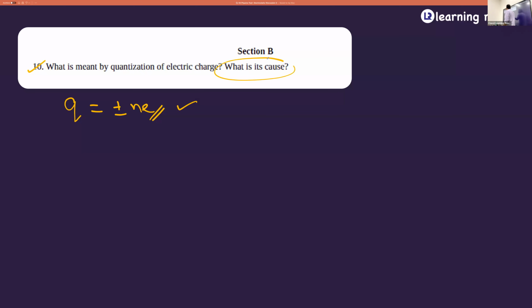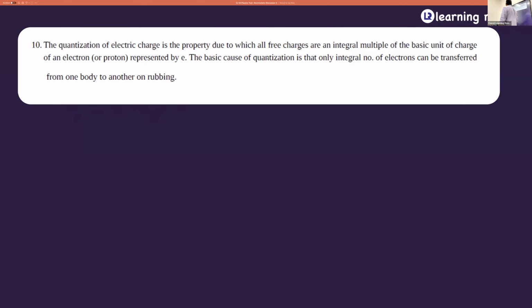So what is the cause of it? The cause is obviously the transfer of electrons taking place from one material to another, right? The basic cause is that only an integral number of electrons can get transferred from one body to another. And this is applicable for microscopic objects. I told you this, if you remember. If you check your notes, it will be there.